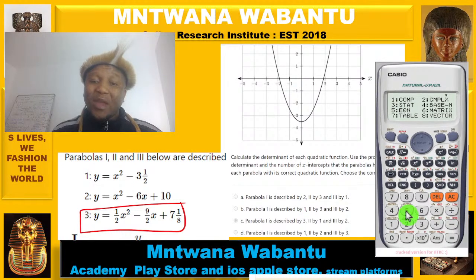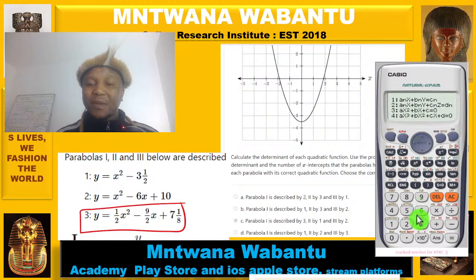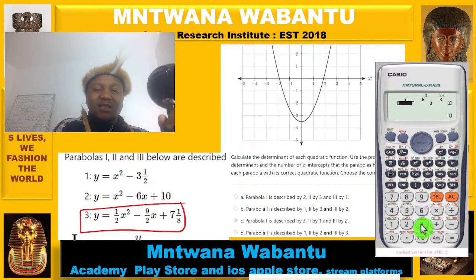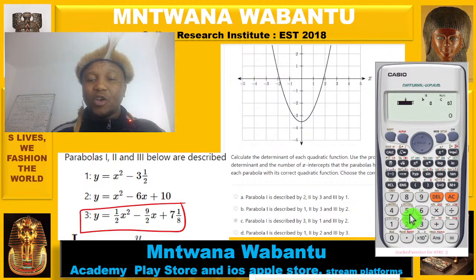So press where you see equation, and then pick the one that looks like a quadratic, which is number 3. You have to look at your calculator for which one looks like a quadratic, because a quadratic has a square, a power 2. So for me, it's number 3. Press that, and then insert the values of A, B, and C. What is the value of A? The value of A is a half. So you can simply say 0.5. Just say 0.5, because a half is 0.5.